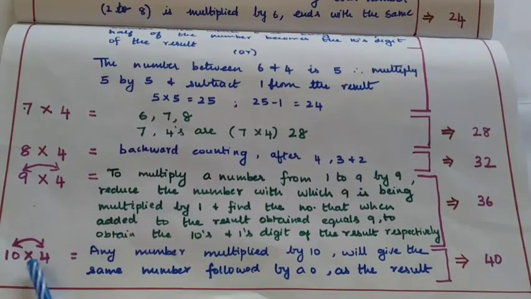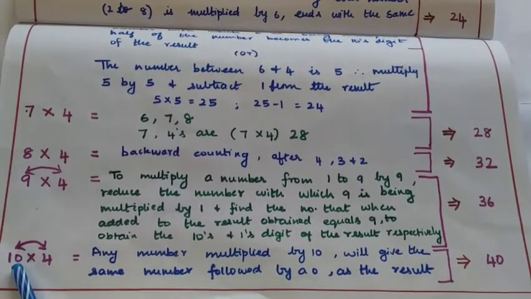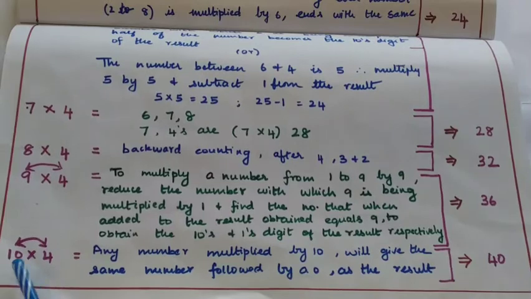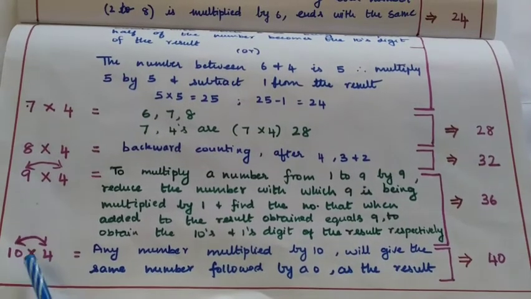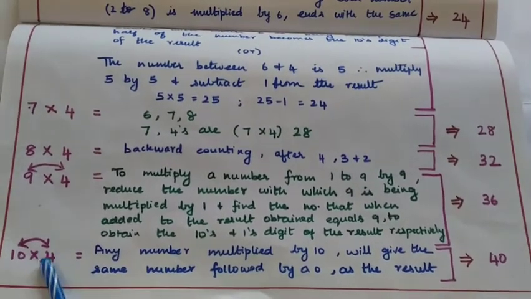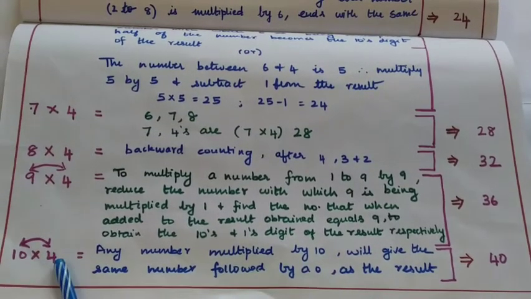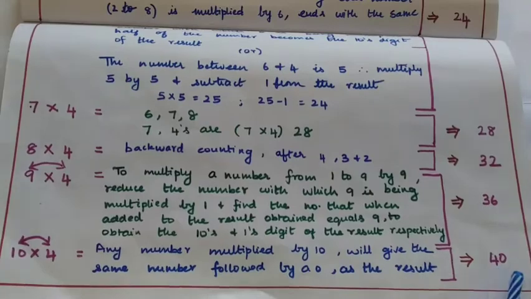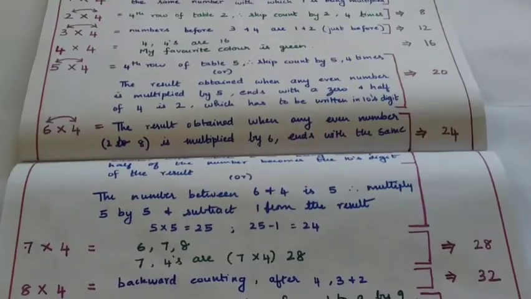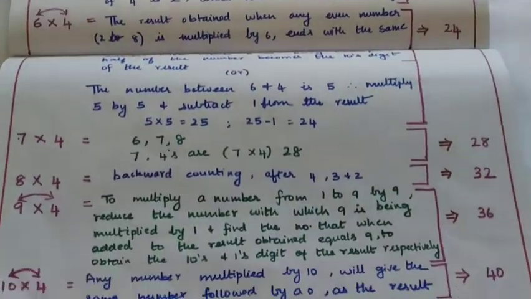Finally, for the 10th row, you can use the trick that we used for table 10. We know that 4 into 10 is the same as 10 into 4. So when 10 is being multiplied by any number, the result is the same number followed by a 0. So since here 10 is being multiplied by 4, you need to write 4 and just follow it with a 0. So these are the 10 rows of table 4.